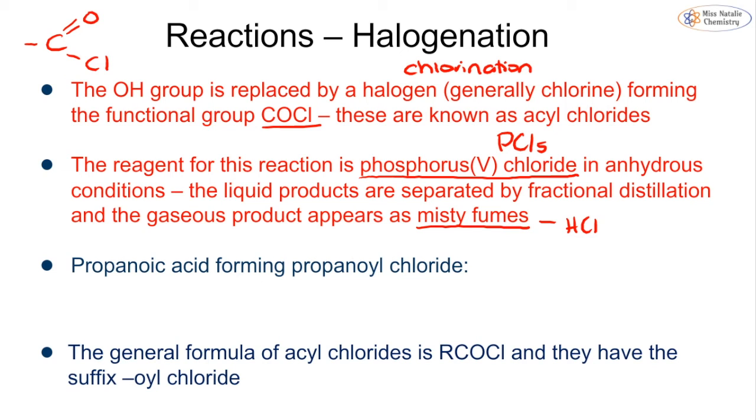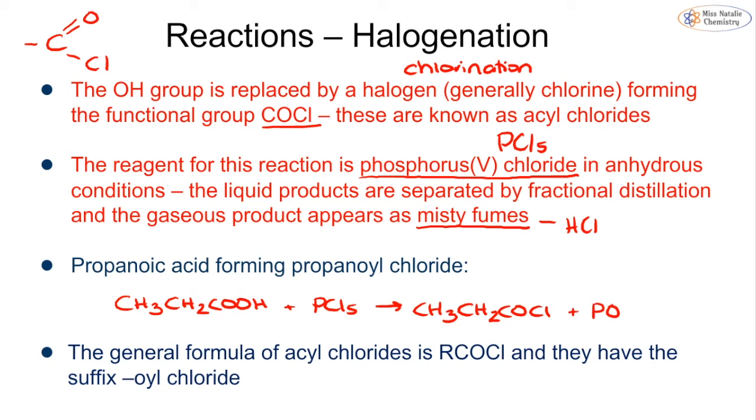So to give you an example, if we have propanoic acid, and we add PCl5, we're going to make propanoyl chloride. So the main difference here is that our OH group at the end has been replaced with a chlorine, and we make POCl3 and HCl. Those are the standard products every single time. The only thing that will change will be the carboxylic acid and the acyl chloride that you will make. The other 3 will always be formed.